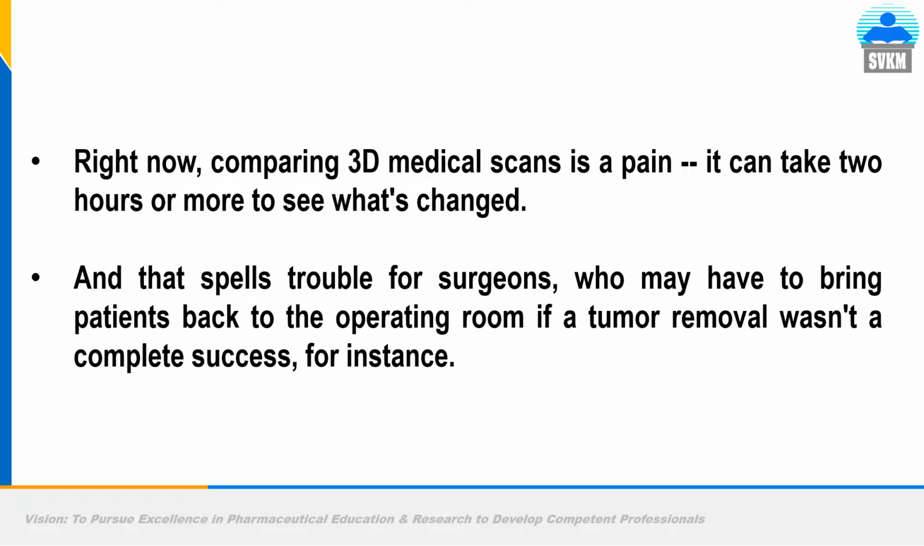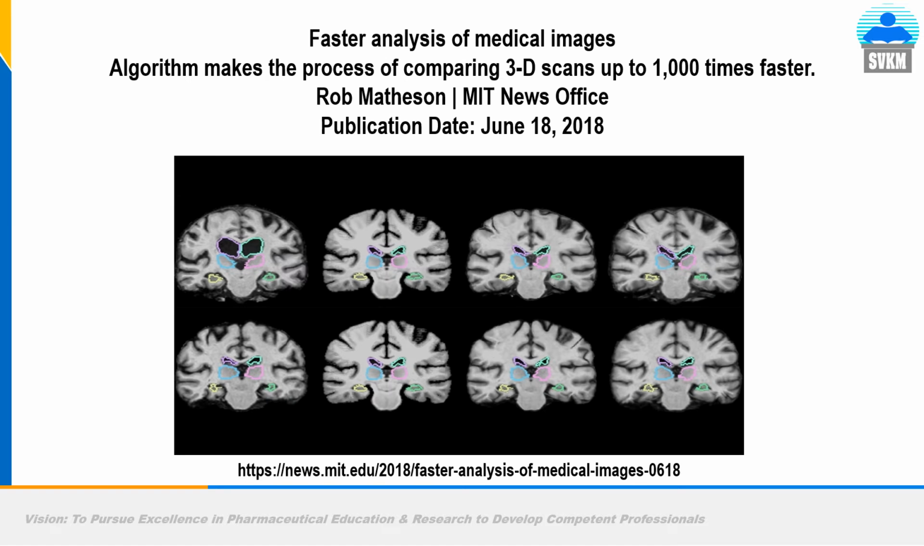It is more dangerous because doctors are not that competent in a particular area. It means we have a shortage of doctors in a particular domain, and that spells trouble for surgeons who may have to bring patients back to the operating room if a tumor removal was not a complete success, for instance. So the algorithm makes the process of comparing 3D scans up to 1,000 times faster. This was the report published on 18th of June 2018 by Rob Matheson, MIT News Office. This is the report I have taken from them, and these are the scans.